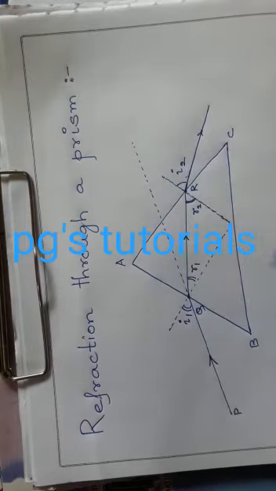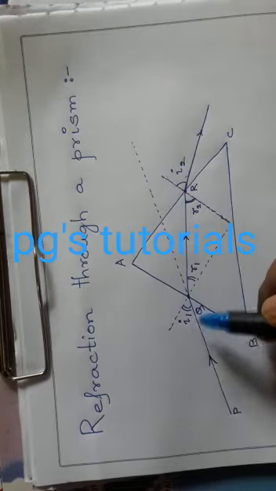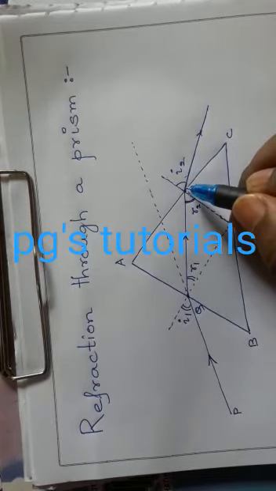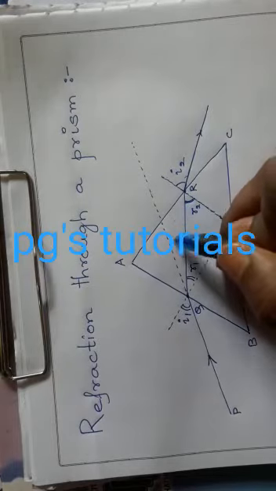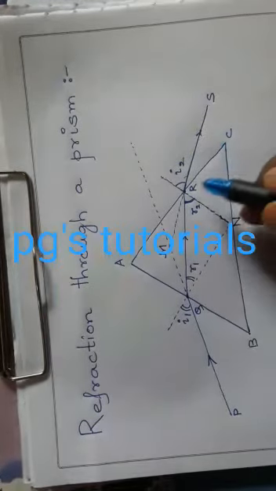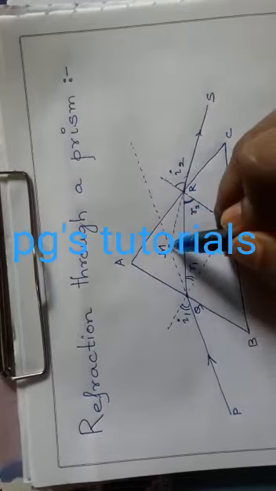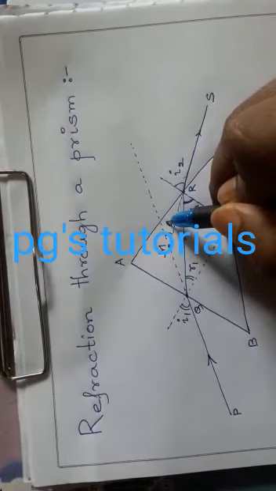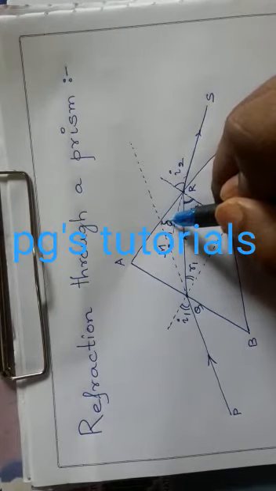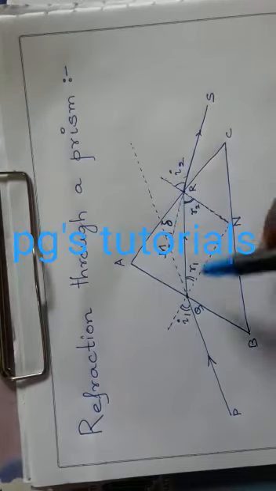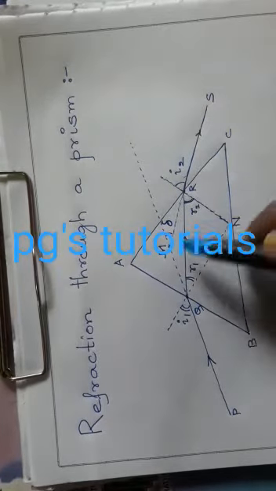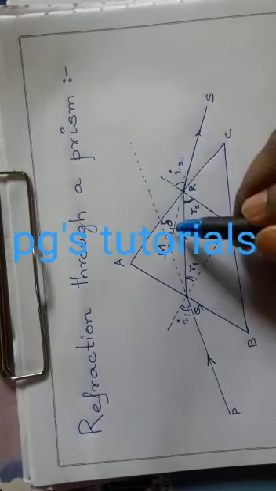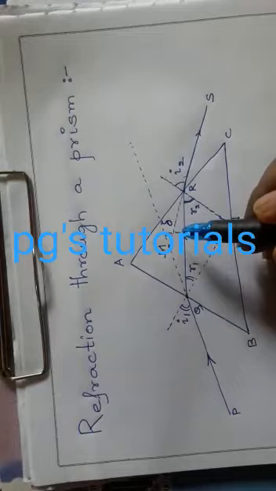But for a prism, overall we call I1 the angle of incidence and I2 the angle of emergence. Now if you produce the emergent ray in the backward direction, it meets the incident ray somewhere here at M, and this angle we call the angle of deviation, denoted by delta. This is the incident ray, this is the emergent ray. So the angle between the incident ray and the emergent ray is called the angle of deviation.